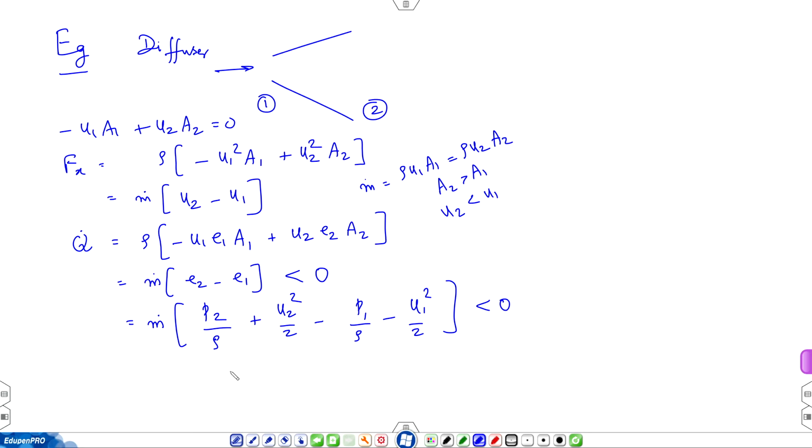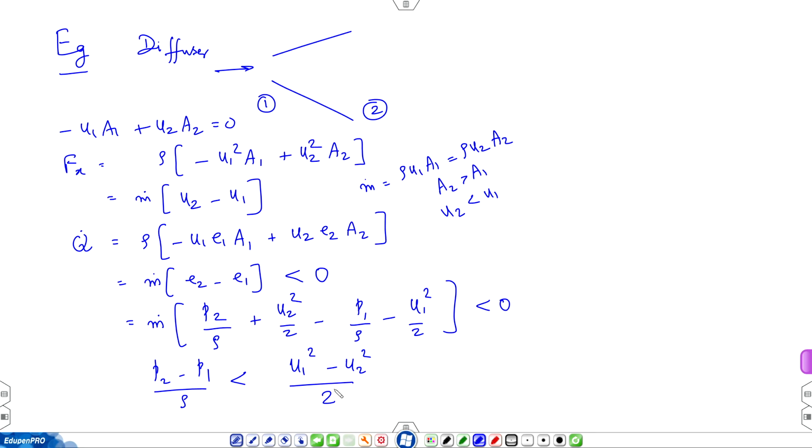So, this can be written as, since it is an inequality, m dot is positive, so it can be dropped. So, P2 minus P1 over rho will be less than, you can take these two, u1 square and u2 square, but u1 is greater than u2.